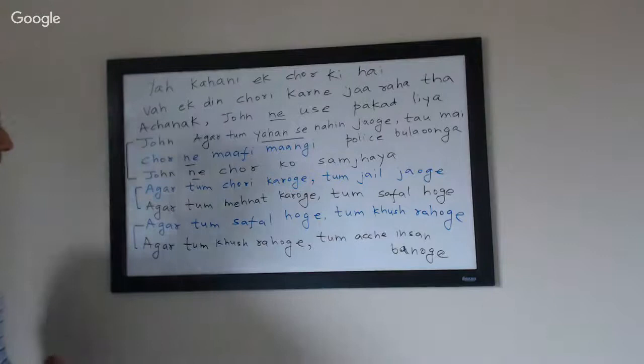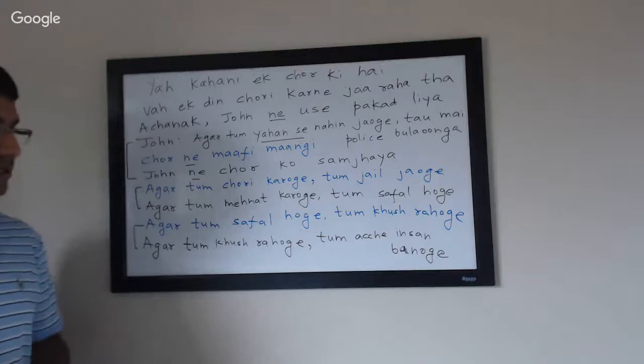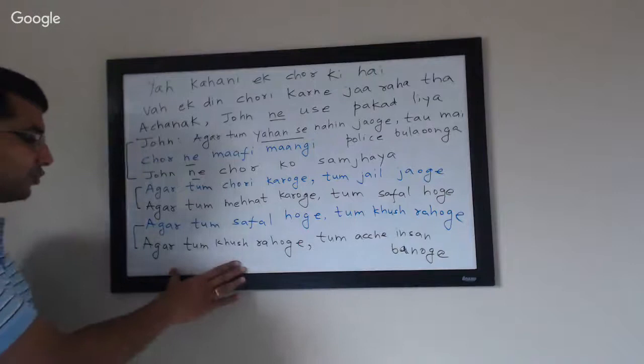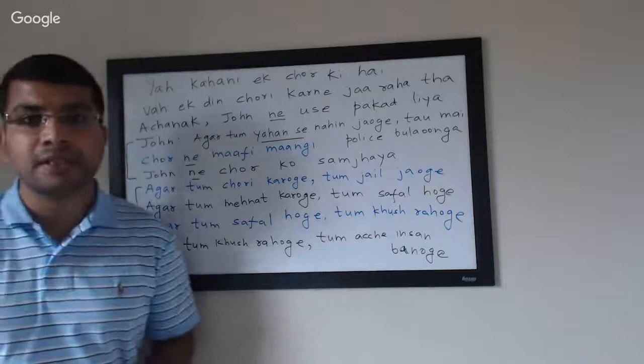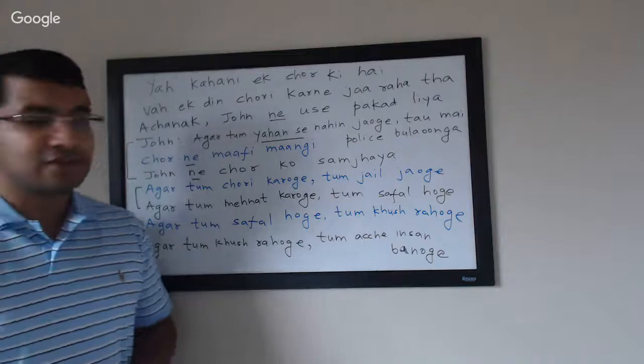Agar tum safal hoge, to tum khush rahoge. If you get success, you will remain happy, okay? Or you will get happy. Agar tum khush rahoge, tum achhe insaan banoge. That if you remain happy, or if you are happy, you will become a good human being, okay? So that was the story.